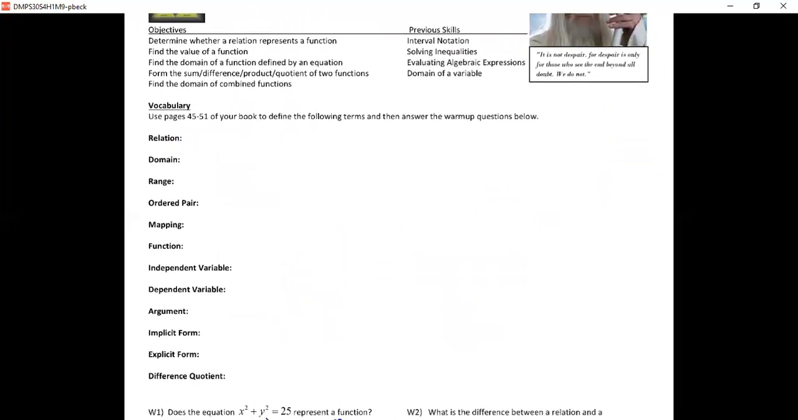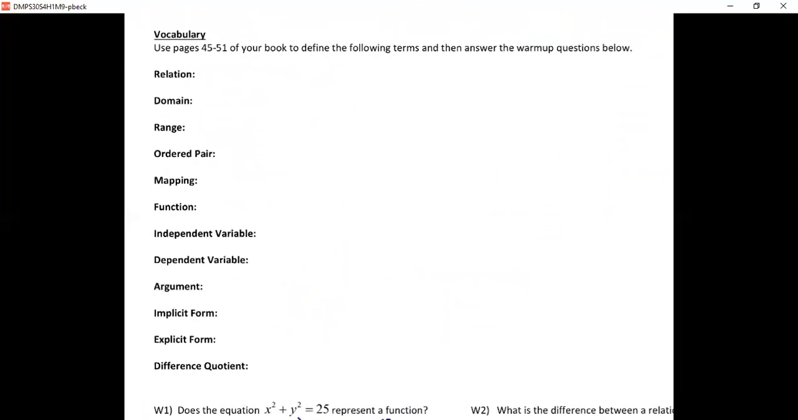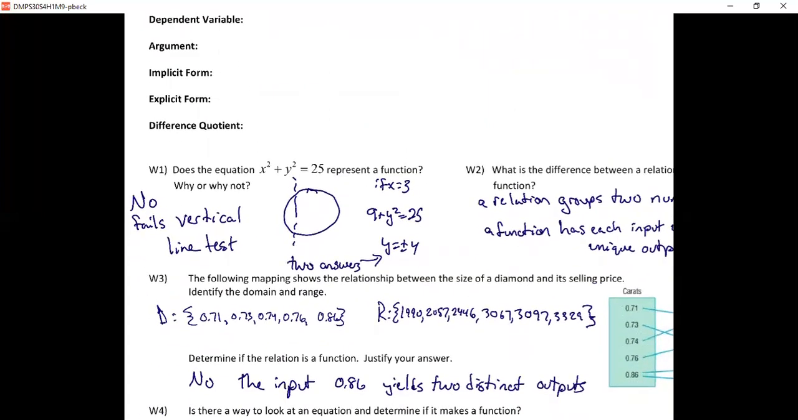2.1, what we did in class, we just did a brief overview of 2.1. We're going to be talking about these definitions. You can look them up in your book. We'll talk about them tomorrow. That's the first thing we're going to be doing on our next day.